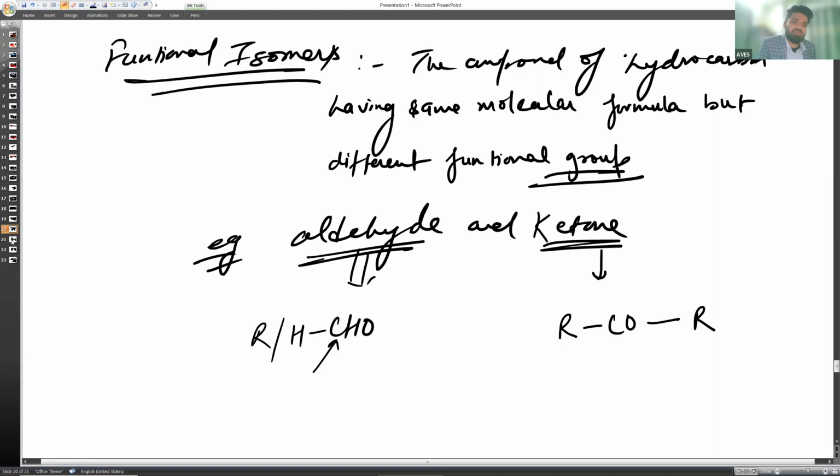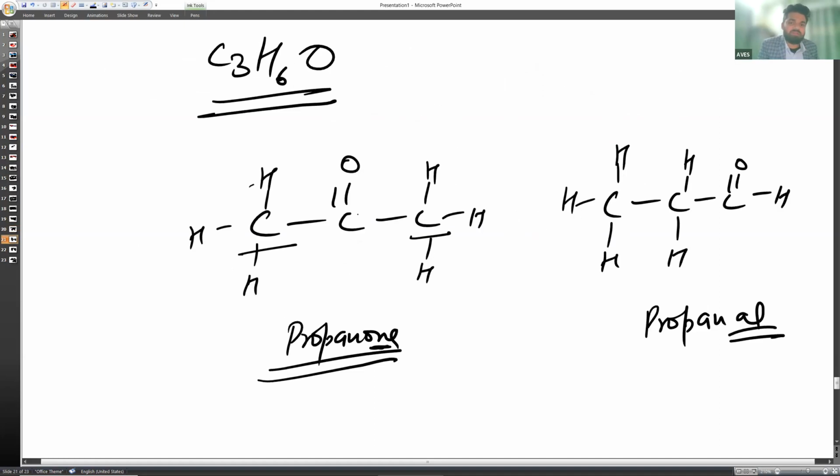Like you can check, ketone C3H6O. Here it is going to be ketone. It is propanone. And aldehyde C3H6O is propanal. Both have the same molecular formula, but they have different functional groups. One has a ketone, propanone. Another one is propanal. You understood? Tell me, understood this one? Yes, sir. Yes, sir.